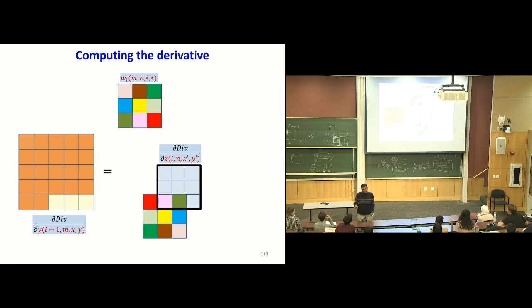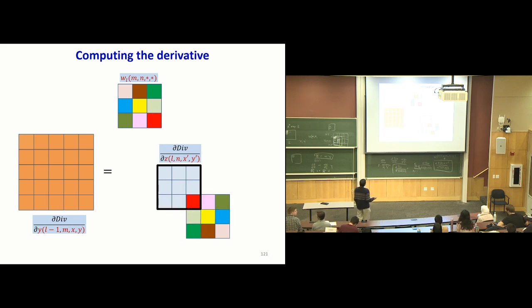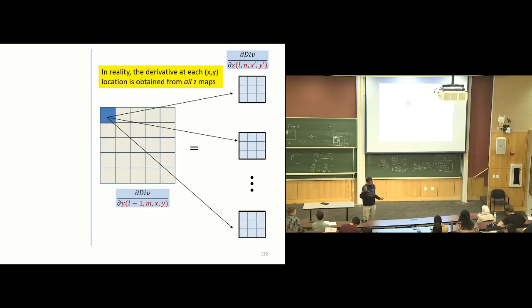What is this operation? This is just a convolution. What am I convolving with? Still the filter, but now the filter has been flipped top to bottom, left to right, right? Make sense to everybody? Except you're not looking at just one map.